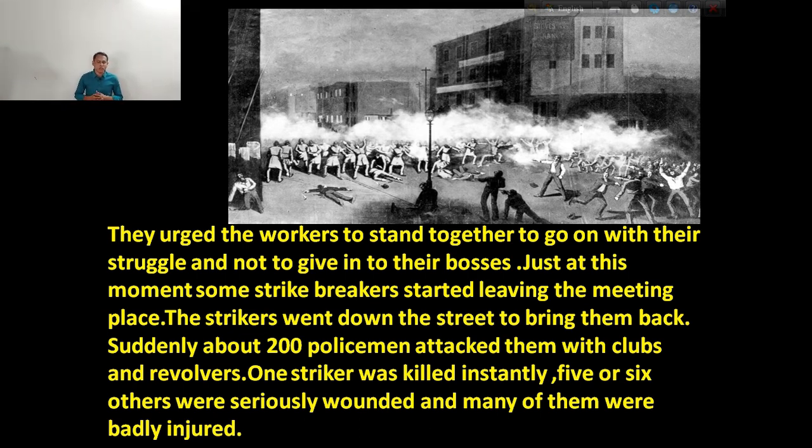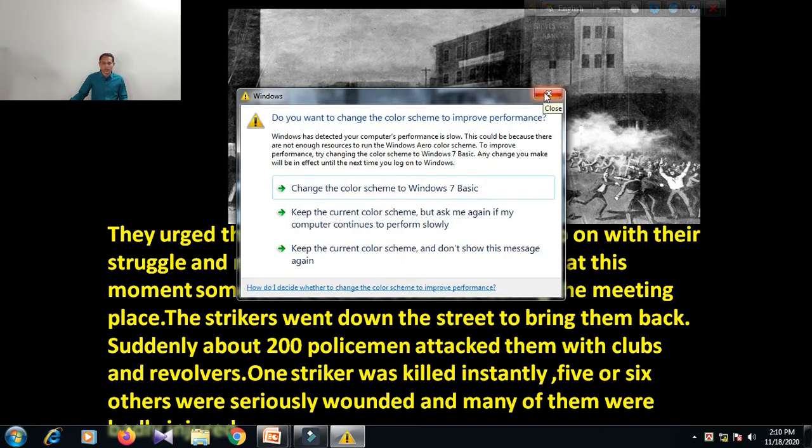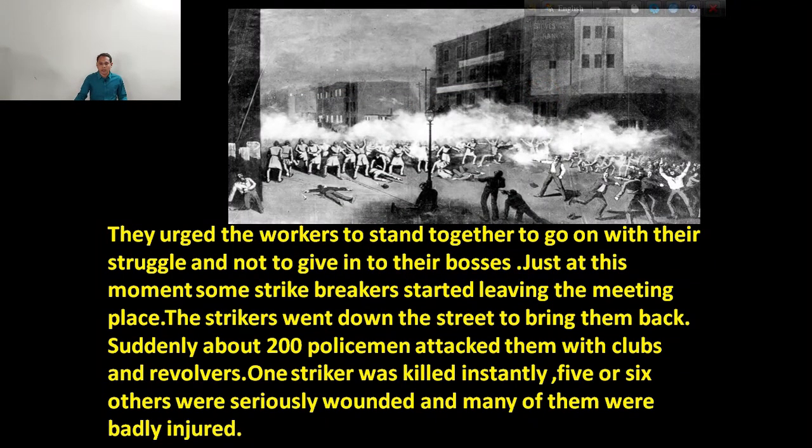Five or six others were seriously wounded, and many of them were badly injured. This is the scenario of that time: policemen attacked the strikers, one striker was instantly killed by the policemen, and many more workers were seriously injured.